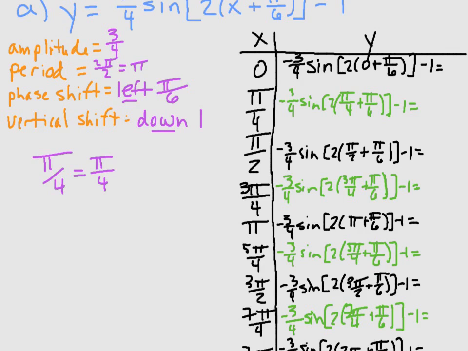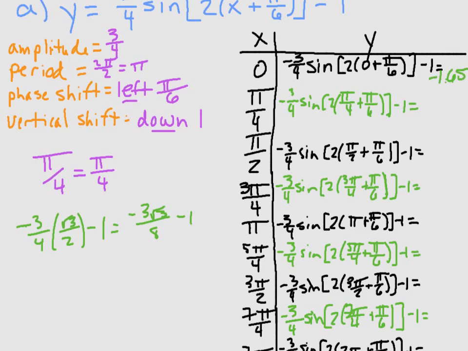So sine of pi over 3 gives me square root of 3 over 2. So multiplying that to negative 3/4, I'll end up getting negative 3 square root of 3 over 8 minus 1. That's where the calculator comes in. So when I plug that in, I get negative 1.65.